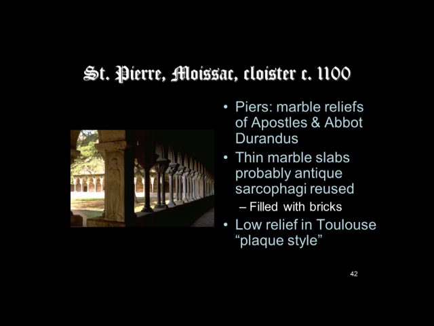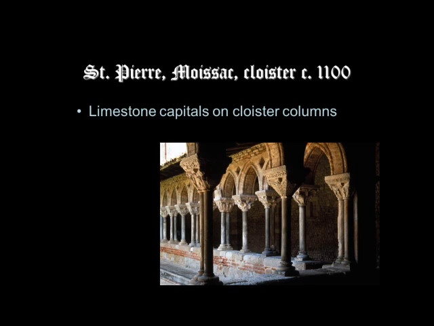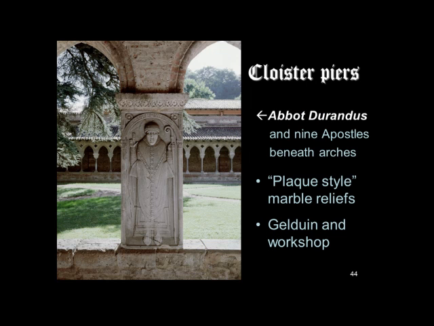Under Abbot Durand, or Durandus, the monastery becomes wealthy and influential. It has a noted scriptorium with scribes and illuminators. Today, of course, it is known for its Romanesque sculptural programs from the 12th century. There's also carving on the limestone capitals of the cloister columns, but I'm not going to show you details of those. I do want to point out that those are limestone, and the marble slabs cover the piers of the cloister, and that is probably significant.